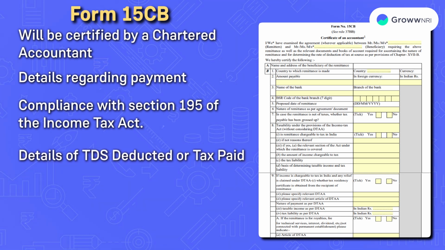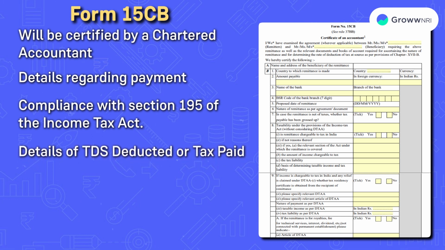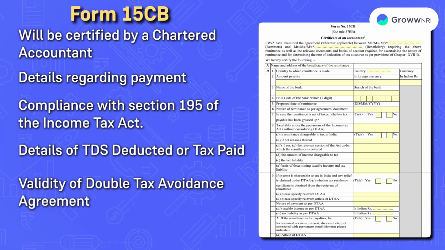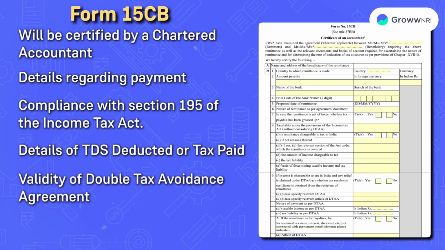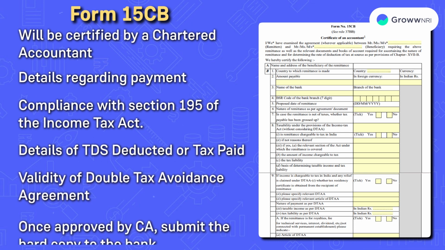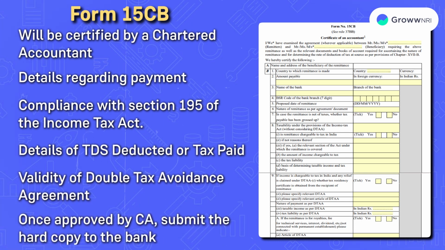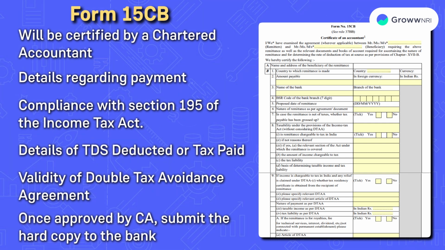3. Details of TDS deducted or tax paid. You'll also need to include the information about any tax deducted at source or TDS or taxes paid for this transaction. It's all about keeping things transparent. 4. Validity of double tax avoidance agreement. And last but not the least, you need to confirm the validity of the DTAA or the Double Tax Avoidance Agreement. This agreement helps prevent double taxation of the same income in 2 different countries.